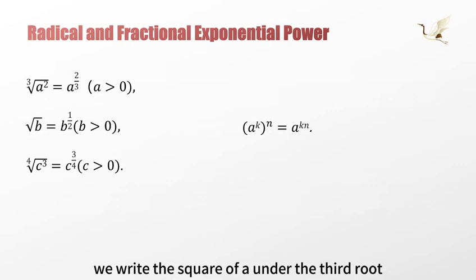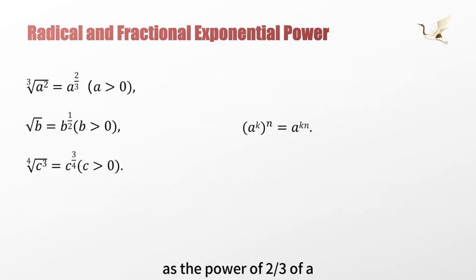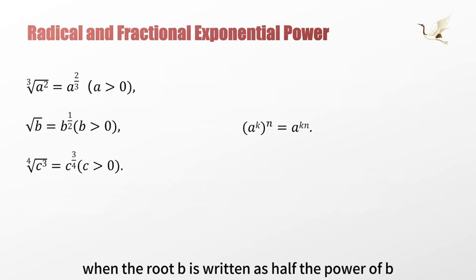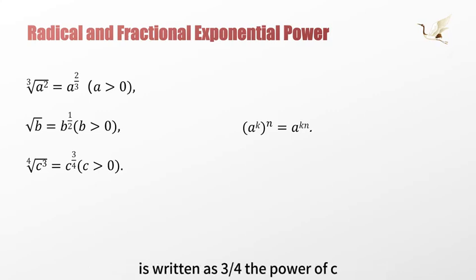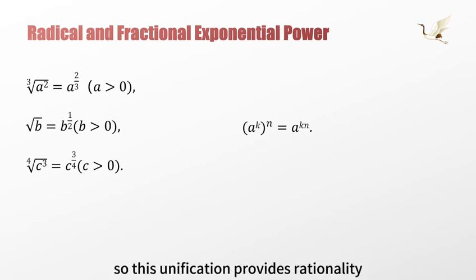We write the cube root of a squared as a to the power of 2/3. When the square root of b is written as b to the power of 1/2, and the fourth root of c cubed is written as c to the power of 3/4, can we continue to satisfy this property? Through calculation, we found that writing roots as powers still satisfies their original properties. Just now we said it could be divided, now we say it cannot be divided. So this unification provides rationality for this regulation.